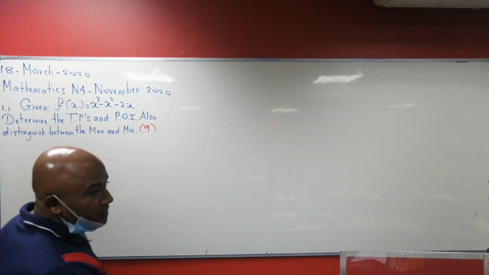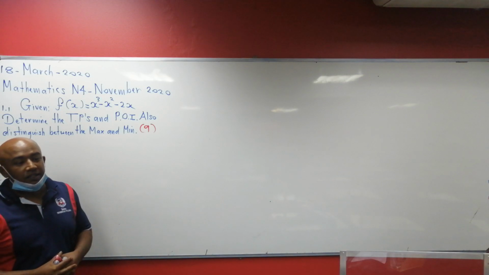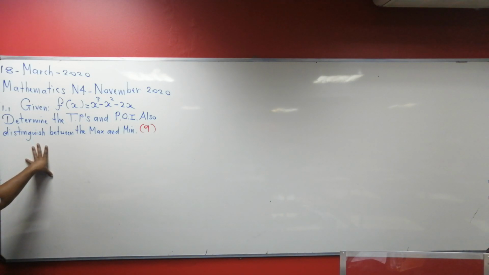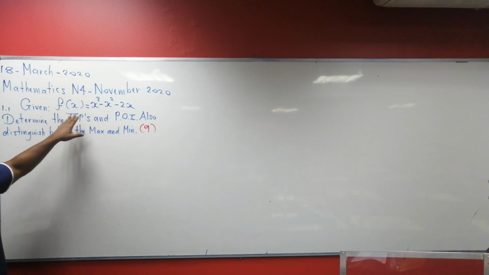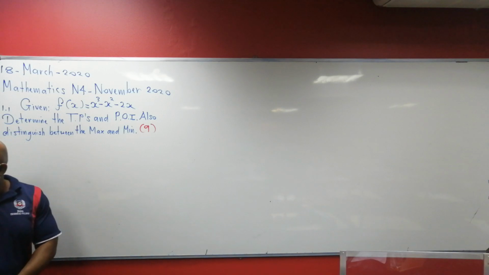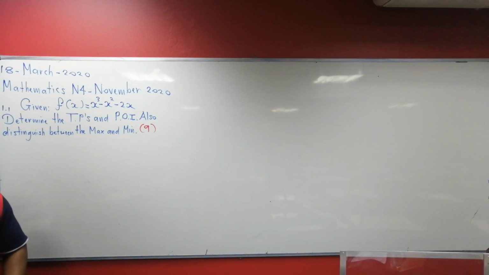Right, so we now deal with the November 2020 exam, the N4 exam. This was the first question. We were given f of x is equal to x cubed minus x squared minus 2x. You can always double check everything. I've sent it to you on your WhatsApp group, x cubed minus x squared minus 2x.